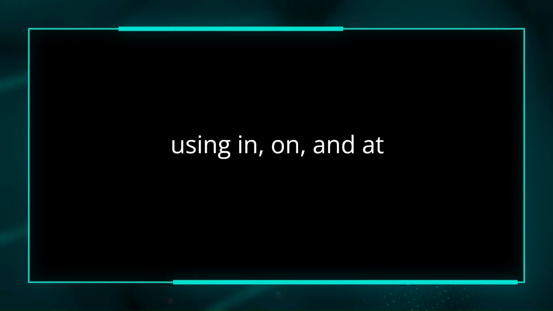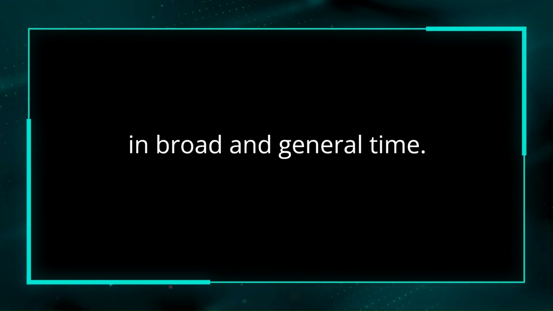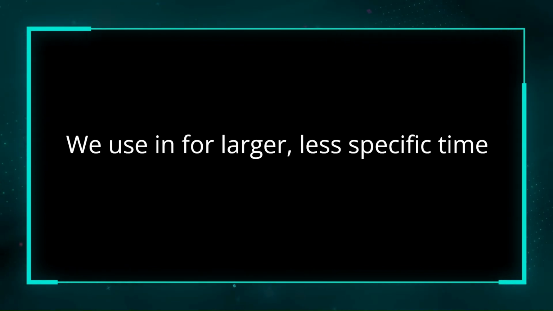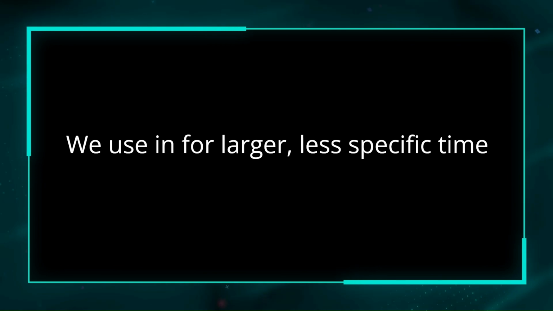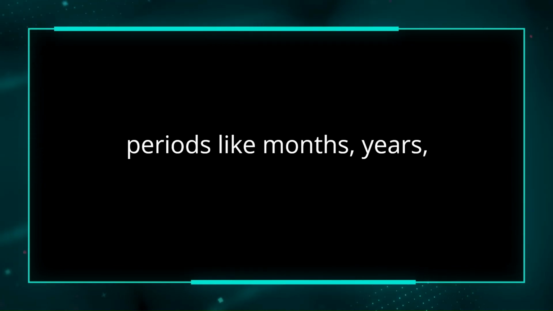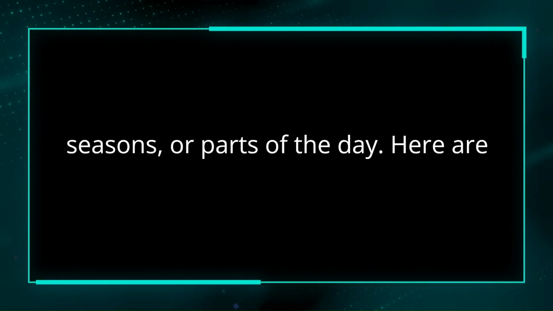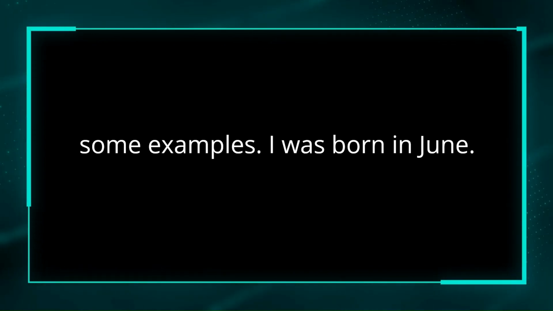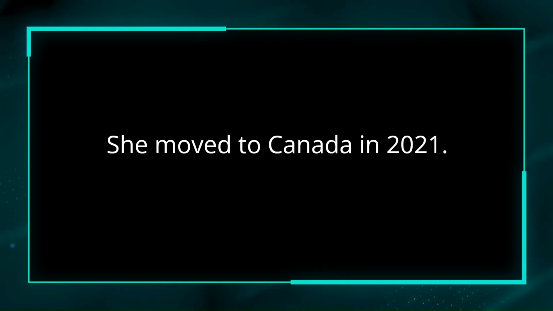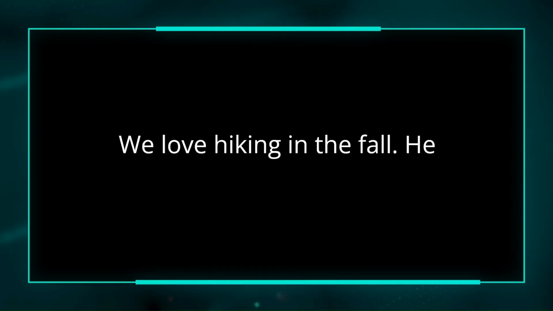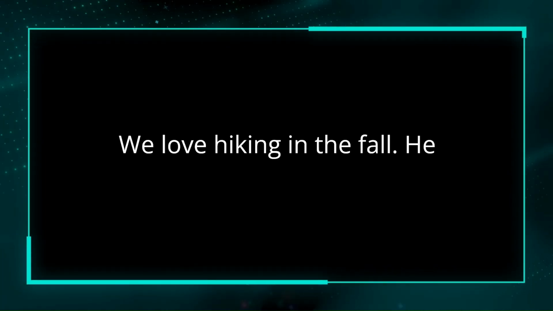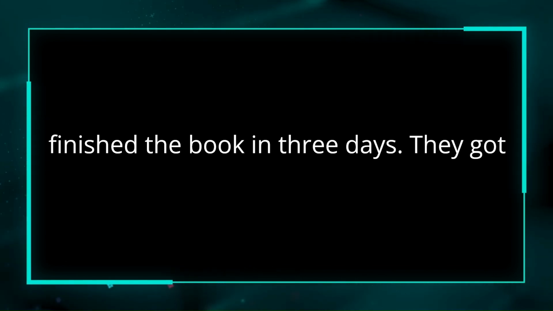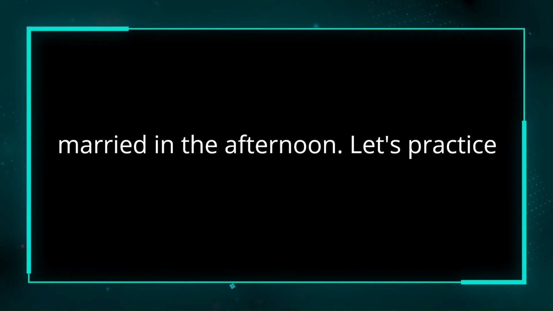Time, using in, on, and at. In, broad and general time. We use in for larger, less specific time periods, like months, years, seasons, or parts of the day. Here are some examples. I was born in June. She moved to Canada in 2021. We love hiking in the fall. He finished the book in 3 days. They got married in the afternoon.